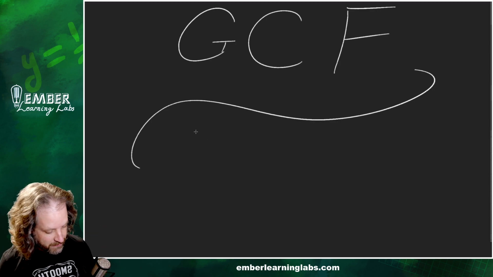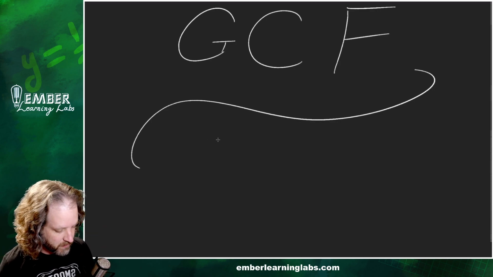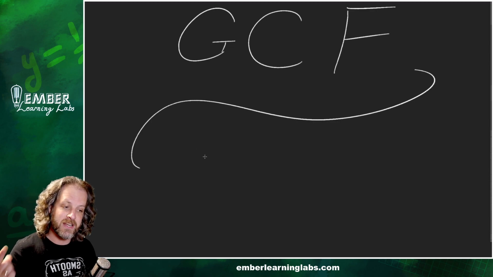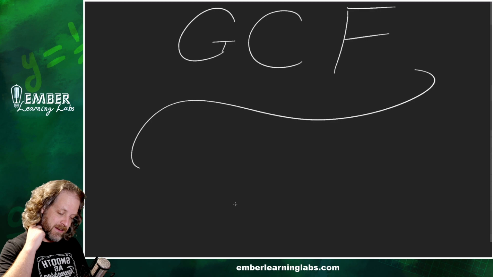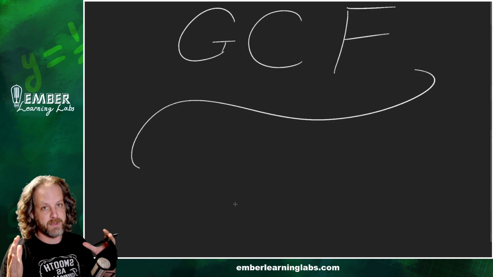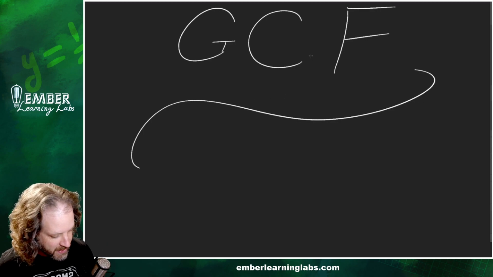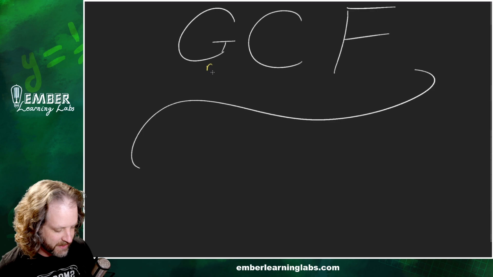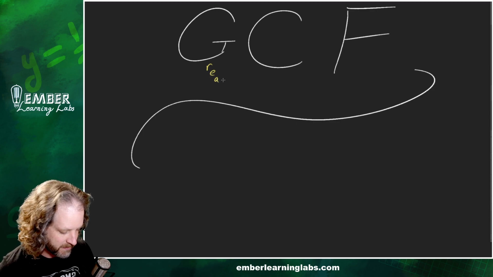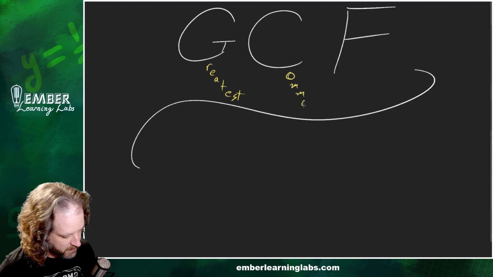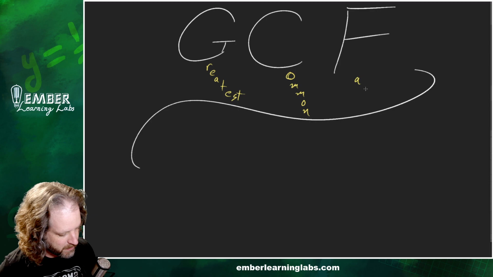So for distributive property, we're turning multiplication into addition. In factoring, we're turning addition back into multiplication, right? So the first thing we're going to learn in this lesson is greatest common factor.